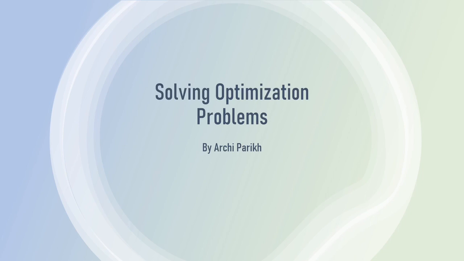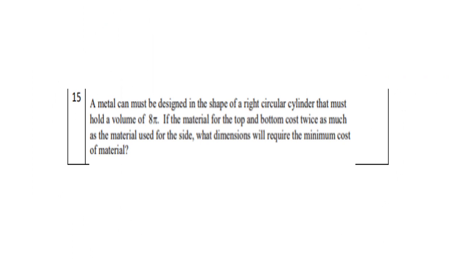Optimization problems can help us in our daily life, and they are fairly simple to solve too. From calculating the maximum material needed for a box to finding the dimensions to minimize our cost, optimization problems can be very helpful. The problem we'll be solving today is about a metal can in the shape of a right cylinder that must hold a volume of 8 pi. Its material for the top and bottom costs twice as much as the side, and we need to figure out the dimensions of the cylinder that will give us our minimum cost.